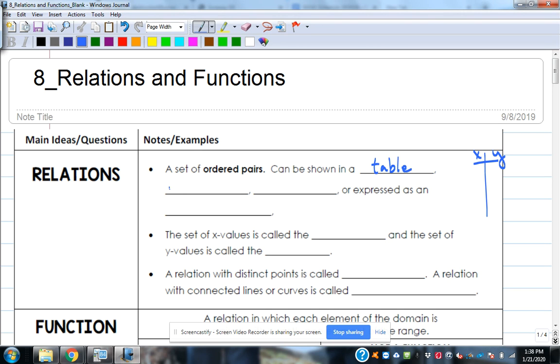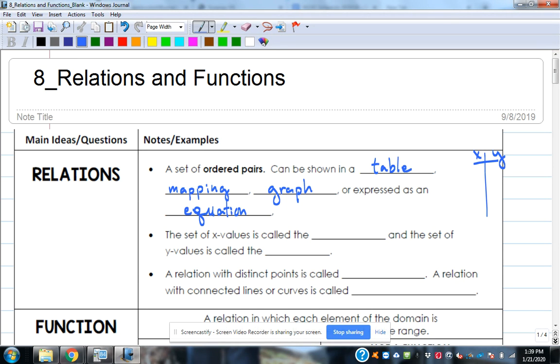And then we can have a mapping. We'll look at some of those in just a moment. Those are bubble pictures. A graph, or it can be expressed as an equation, which we'll spend a little bit more time on tomorrow. So tables, mappings, graphs, equations are all ways of showing a set of ordered pairs.